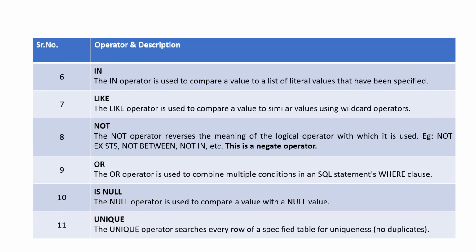So the next operator is IN. The IN operator is used to compare a value to a list of literal values that have been specified. So suppose I have a list of 1 to 20, and now if I have to search whether 17 is inside it, I will use the IN operator.